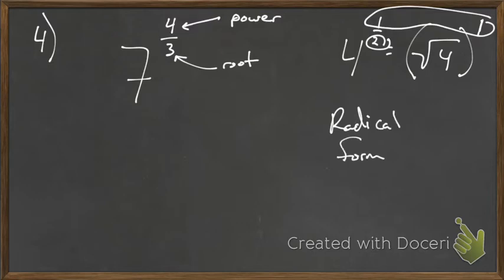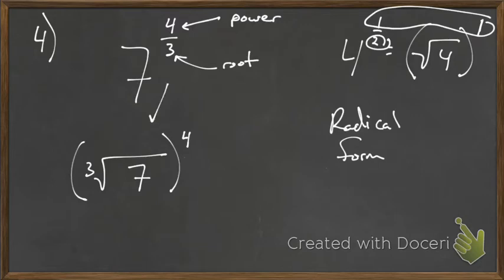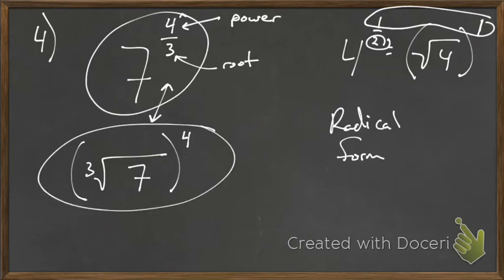We're going to write it as the cubed root of 7 to the 4th power. These are the same. This is exponential form. This is radical form. Radical form often is a little easier to simplify if we were to get a number answer. We would take the cubed root of 7, raise it to the 4th.